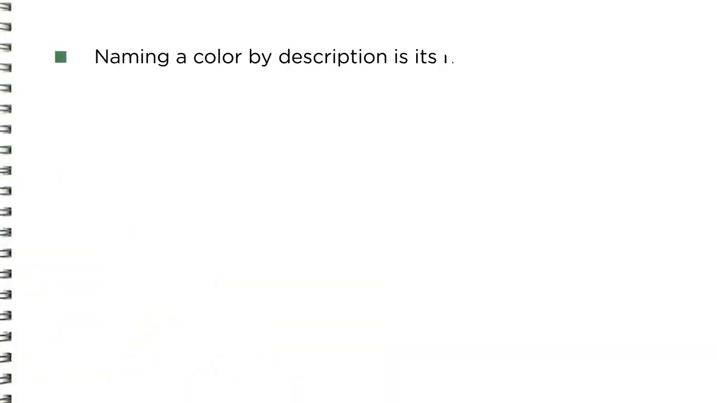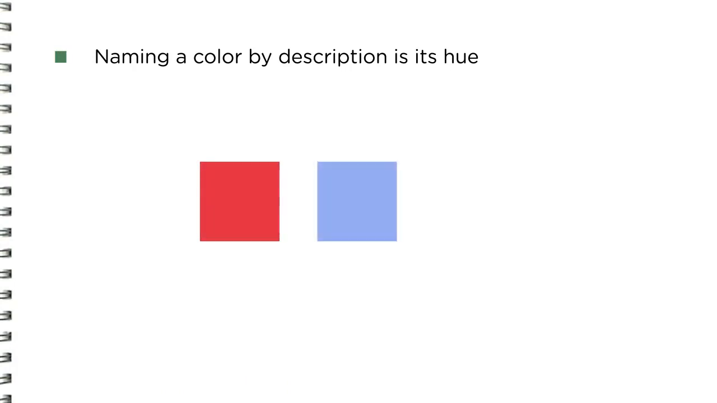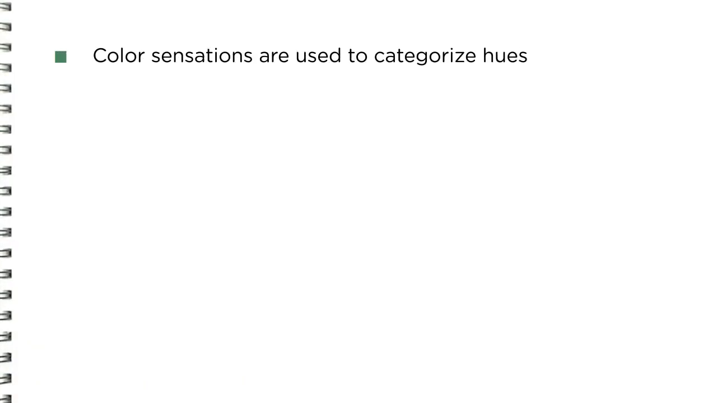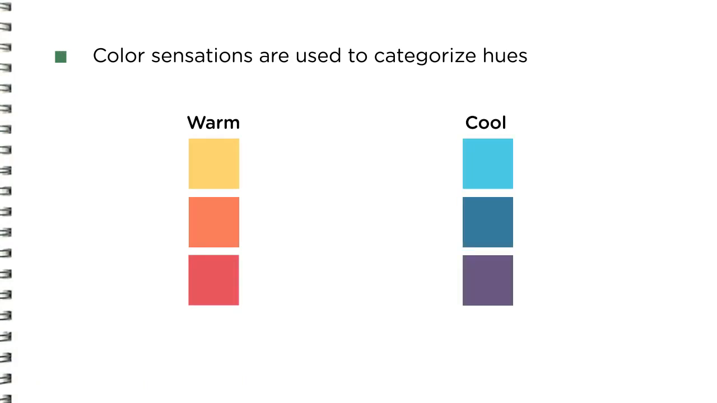When we name a color by description, we are defining the color's hue. An example of this would be red, blue, or green. Sensations are used to categorize hues, such as hot, warm, or cold colors.